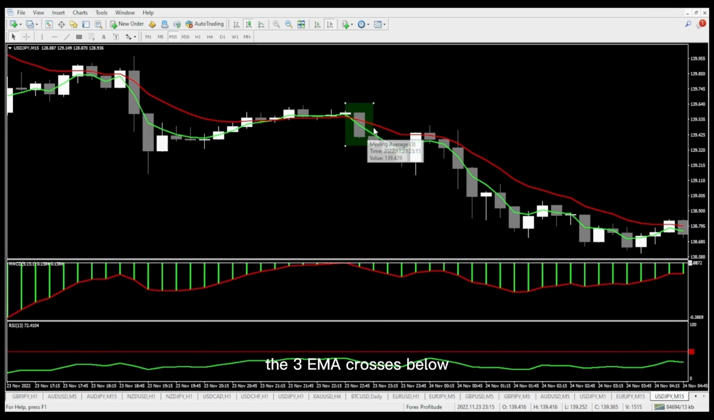The 3 EMA crosses below that 10 EMA, and that gives us that short. The moving average indicators are now in line with the MACD, which is very bearish, and the RSI, which also is very bearish. The MACD is below 0, the RSI is below 50. So we want to take a short position on this one candle.